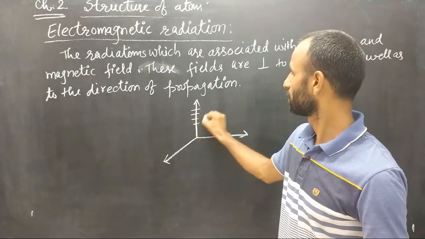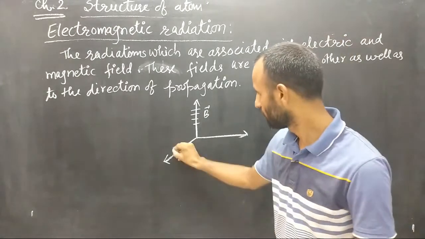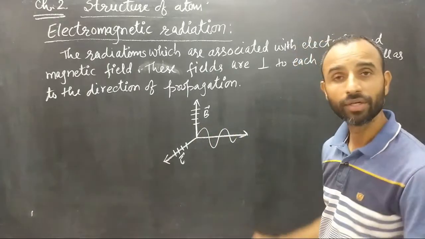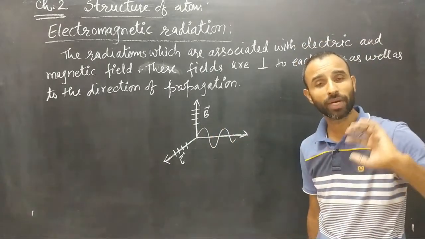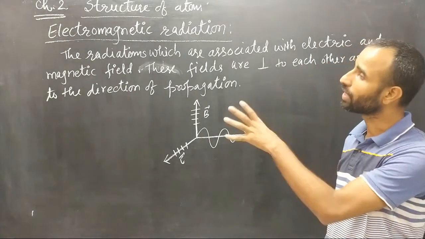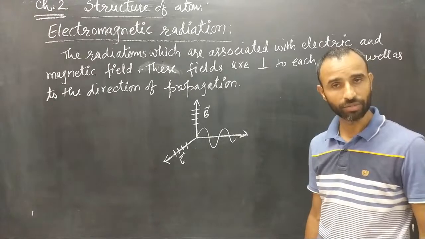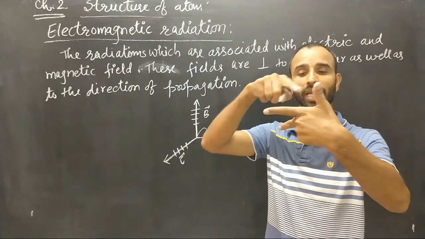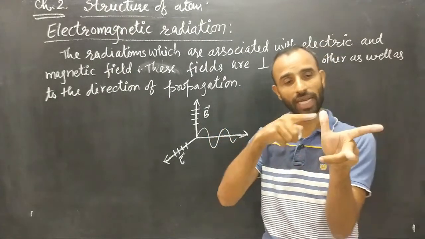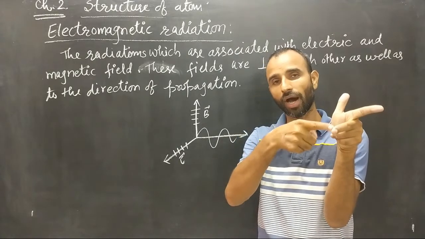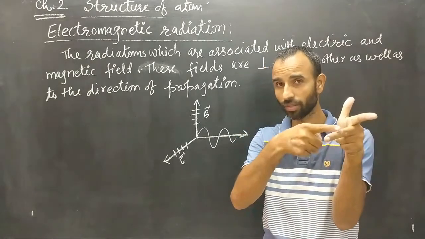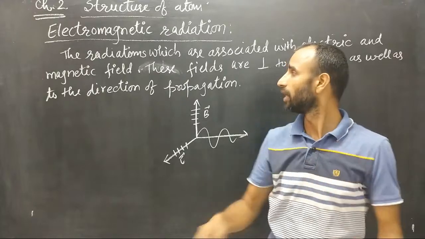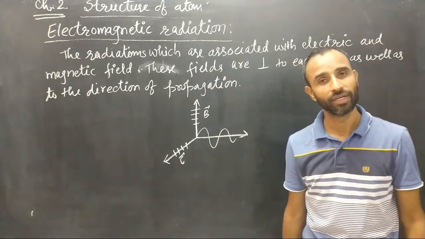This is one, let us take magnetic field, electric field, and this is the direction of propagation. So all the three are perpendicular to each other. That is called electromagnetic radiation. Means electromagnetic radiation is one which associates itself with an electric component and a magnetic component. These are perpendicular to each other as well as to the direction of propagation. Okay, and that is called electromagnetic radiation.